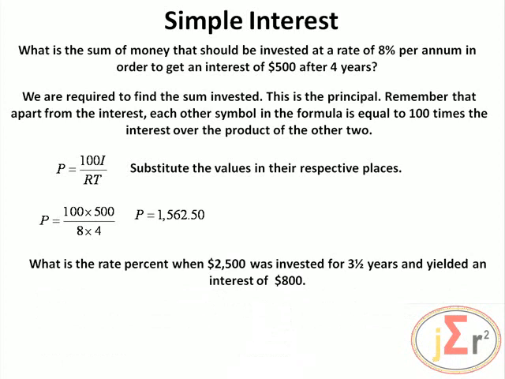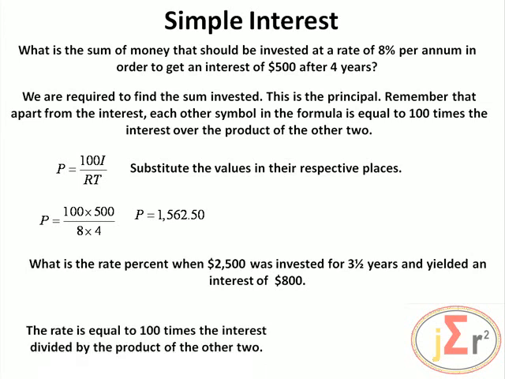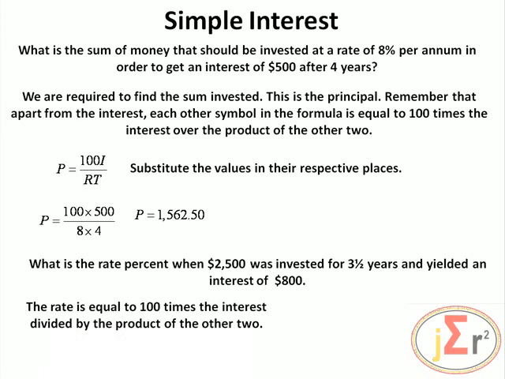What is the rate percent when $2,500 was invested for 3.5 years and yielded an interest of $800? So we need to find the rate. The rate is equal to 100 times the interest divided by the product of the other two, principal times time. When they are substituted in the formula, that is what we are going to get. And the rate is 9.1%.